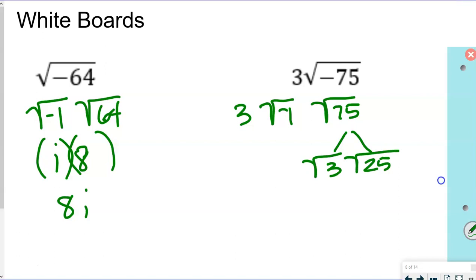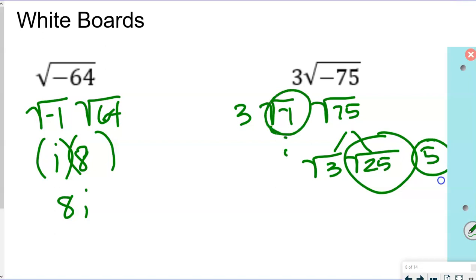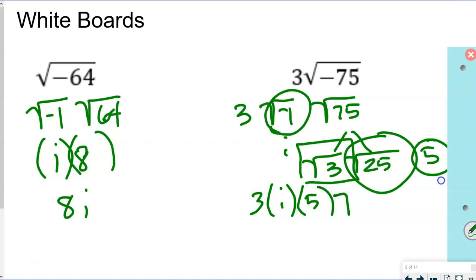So we can simplify this. That's going to be a 5, yes? And we can simplify this. This is going to be an i. So that's going to be 3i times 5, and we still got this right here, right? So that's going to be the square root of 3. So let's simplify the thing. 3 times 5 is 15. So it's 15i square root of 3.